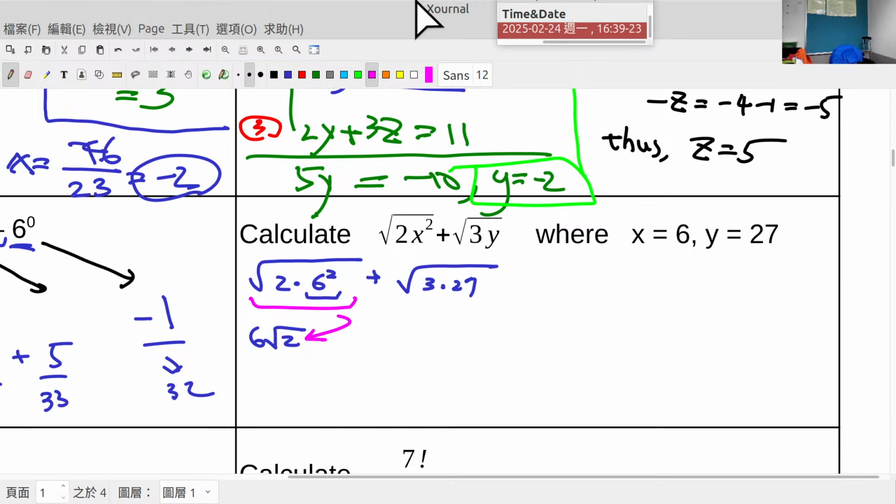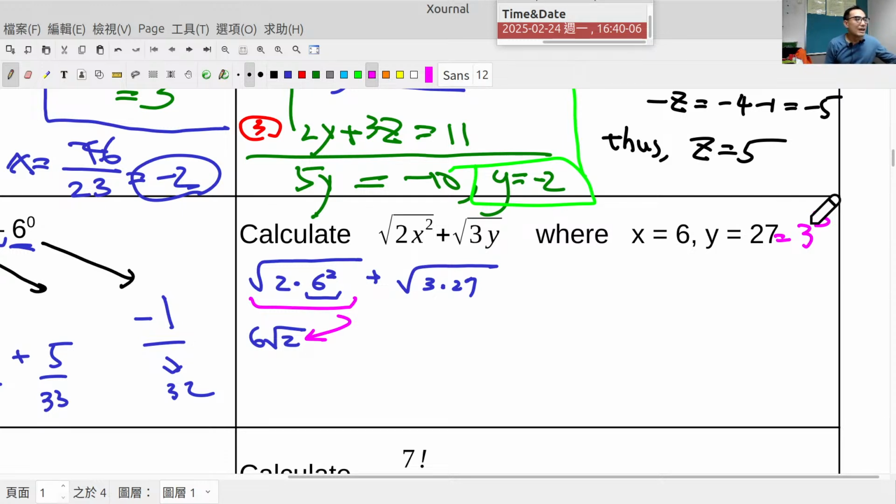Okay. Then how about the second part? 3 times 27. 81. Yeah. Someone responds very quickly. Actually 27, what does it mean, 27? 3 times 3 times 3. And this part, you can consider 27 as 3 cubed.